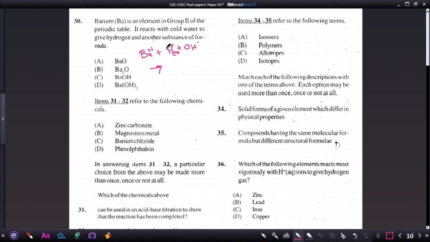So with the negative and the positive, the 2 goes to the OH and the 1 goes to the barium. So it's Ba(OH)2, plus hydrogen gas. So the answer for that would be D.